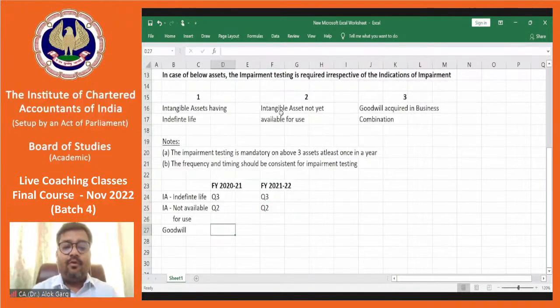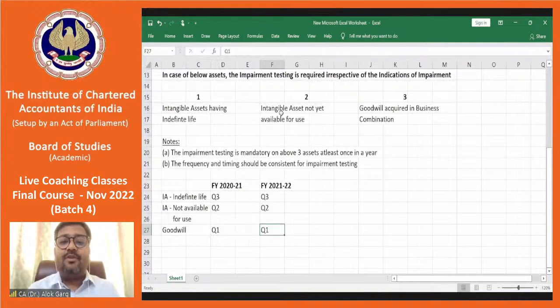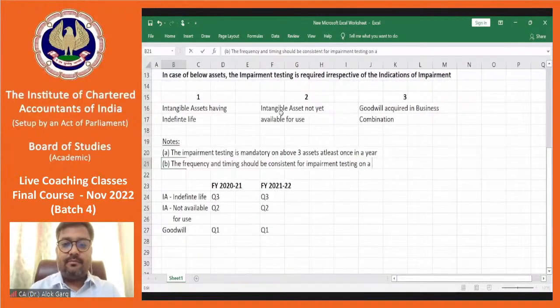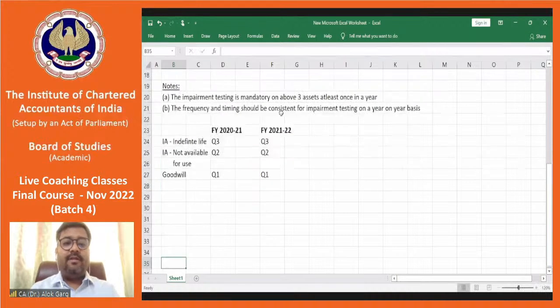For example, for goodwill, you have done in Q1. So you have to perform next year also in Q1 this impairment testing exercise on these kind of assets, right? So frequency and timing should be consistent for impairment testing on a year-on-year basis, right? I hope it is clear to everyone.